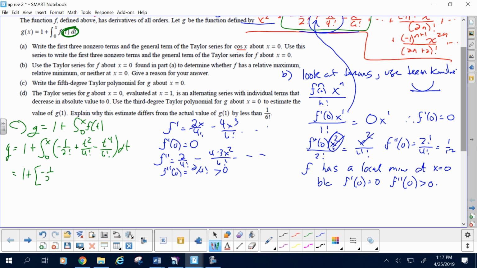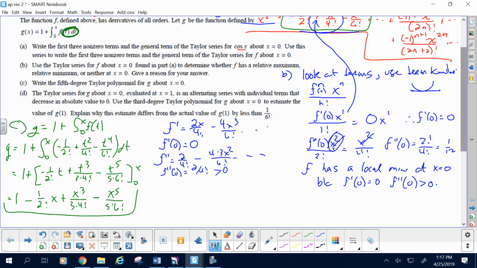I guess if I really wanted to play it safe, I would have said the antiderivative of this is negative 1 over 2 factorial t plus t cubed over 3 times 4 factorial minus t to the 5th over 5 times 6 factorial, and then put in x in another step. I don't know if it would have cost me. I think it would have been fine. But you never know. So negative. So do you have something like 1 minus 1 over 2 factorial x plus x cubed over 3 times 4 factorial minus x to the 5th over 5 times 6 factorial for an extra.